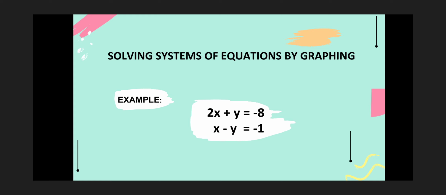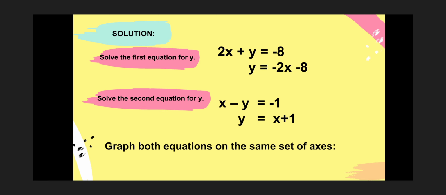So, now, solving system of equations by graphing. There are multiple methods of solving system of linear equations. For a system of linear equations in two variables, we can determine both the type of system and the solution by graphing the system of equations on the same set of axes. In this example, 2x plus y equals negative 8, x minus y equals negative 1. To solve, first solve the equation for y. Bakit y? Kasi gagawin natin siya in the form of slope-intercept form para mag-graph natin siya.